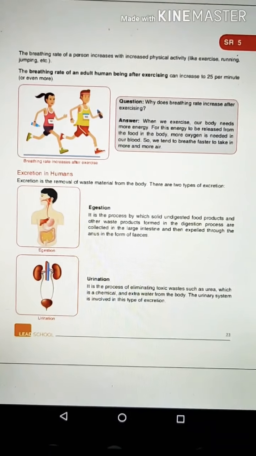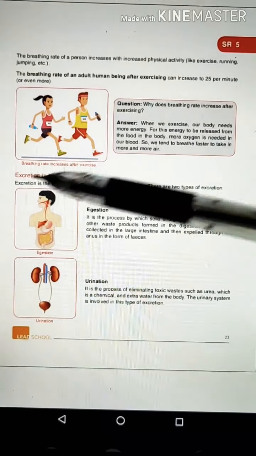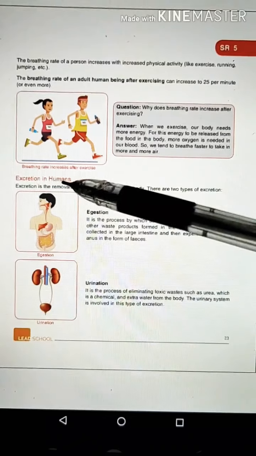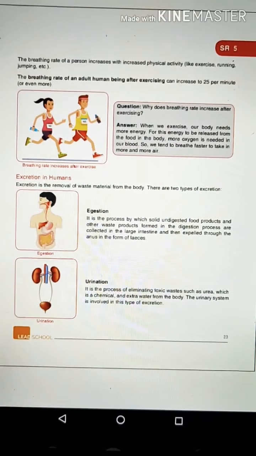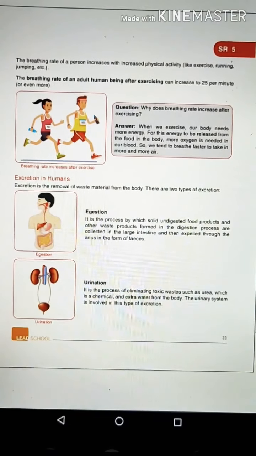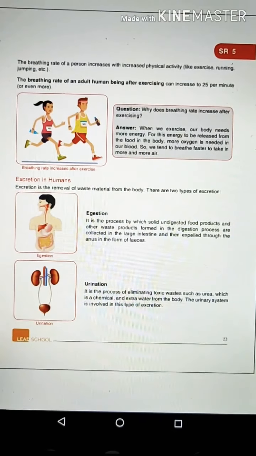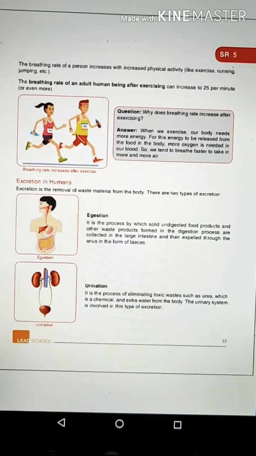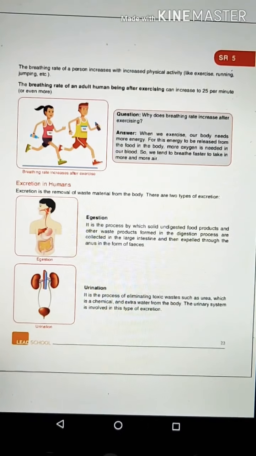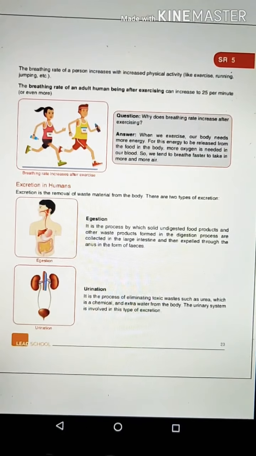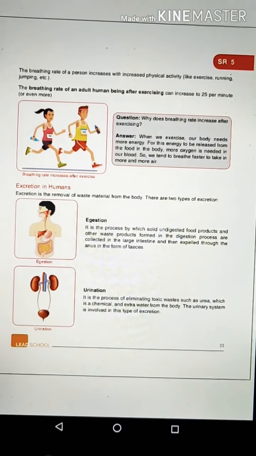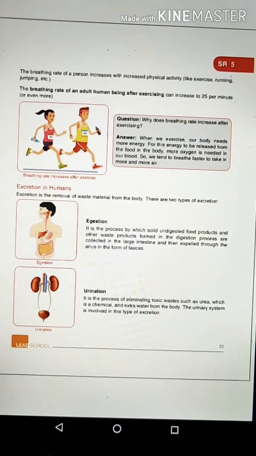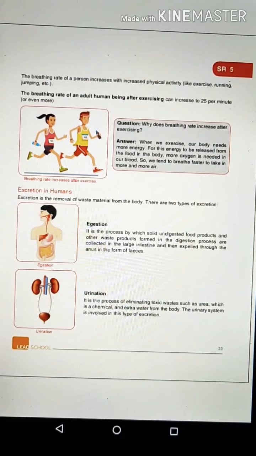Okay, moving ahead to the next topic. Now we will learn about excretion in humans. What is excretion? Excretion is the removal of waste material from our body. So when we remove waste material from our body, that is excretion. And there are two types of excretion. One is egestion and the second one is urination.